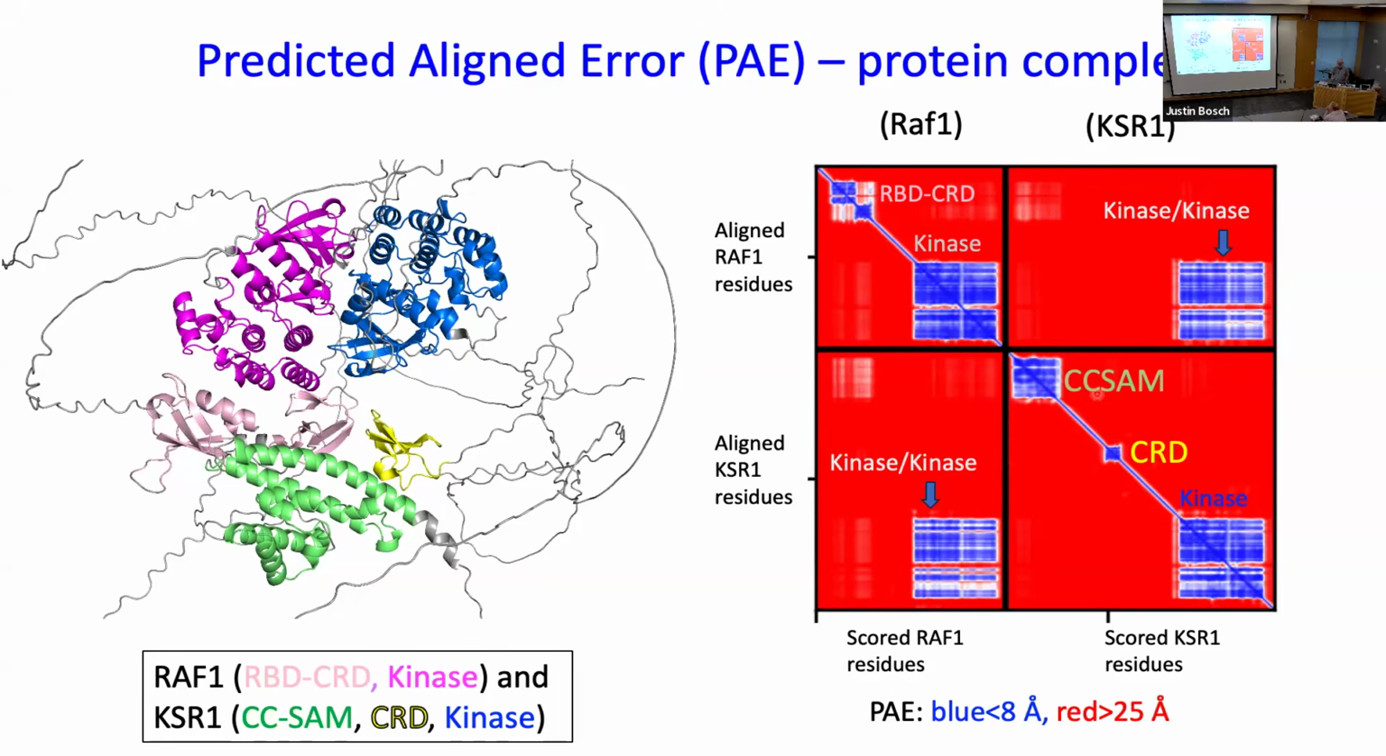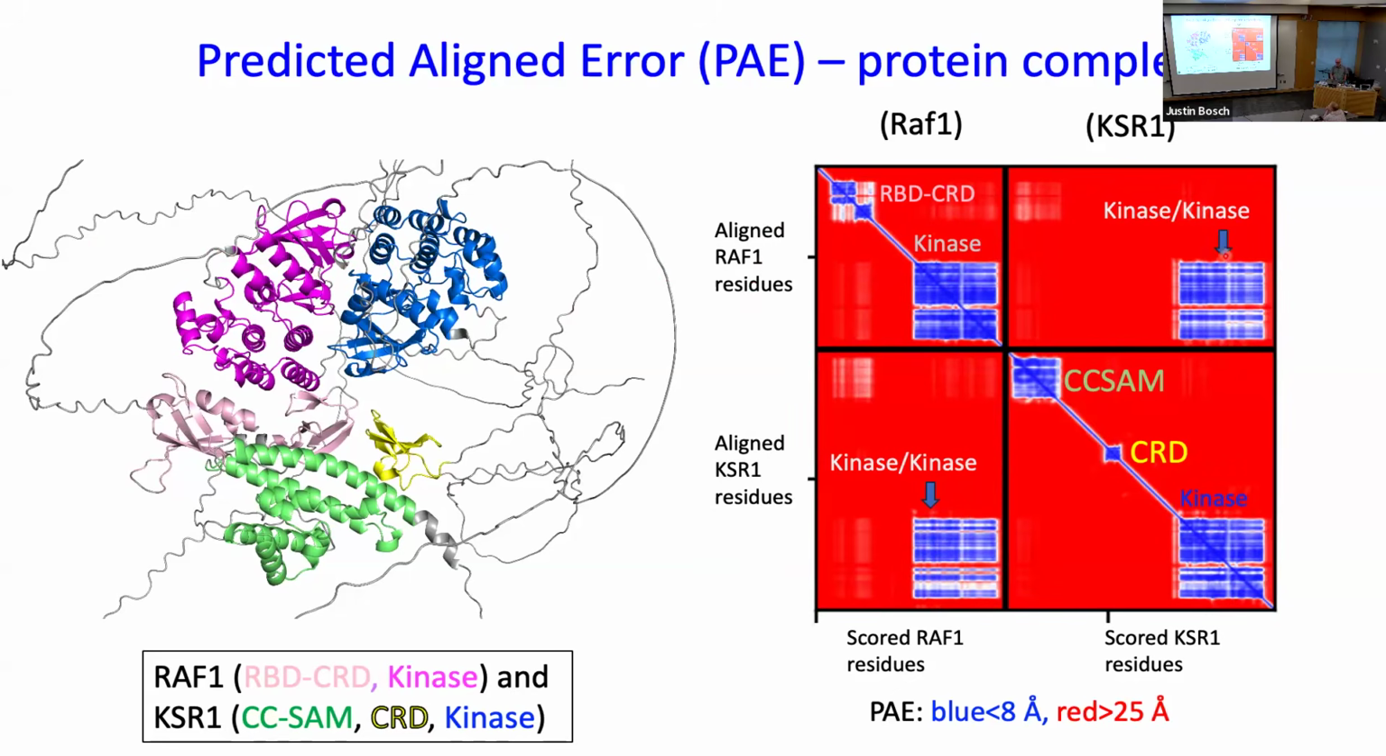Same thing for KSR1. Here's the CC-SAM domain against itself, CRD against itself, kinase domain against itself. But the off-diagonal rectangles are the relationship of one protein to the other. Down here, I'm aligning on residues of KSR1 and scoring residues of RAF1. So this is KSR1, this is RAF1. The interaction of the blue kinase domain and the magenta kinase domain all scores really well. There are good PAEs between those two domains, one in each of the two proteins. Same thing going the other way.